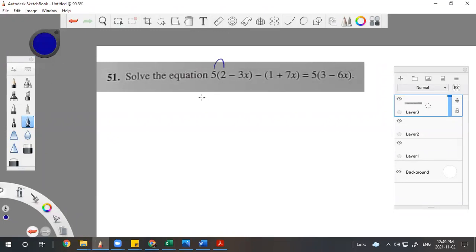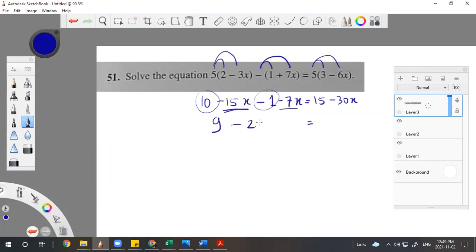Next, kita coba lihat lagi. 5 times 2 is 10. 5 times negative 3x is negative 15x. Minus, open the bracket, minus 1 minus 7x, right? Equals 15 minus 30x. Aduh, kok banyak ya? Yaudah nggak apa-apa. Nggak usah pusing dulu. Pokoknya on the left side kita rapi-rapi dulu. 9, right? 10 minus 1 is 9. Negative 15x minus 7x, negative 22x.